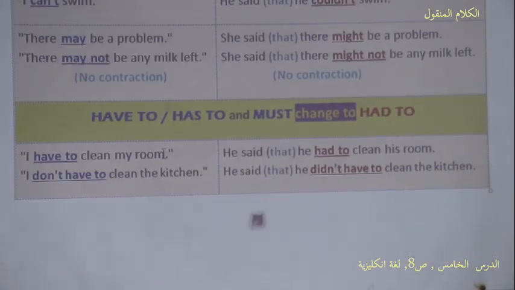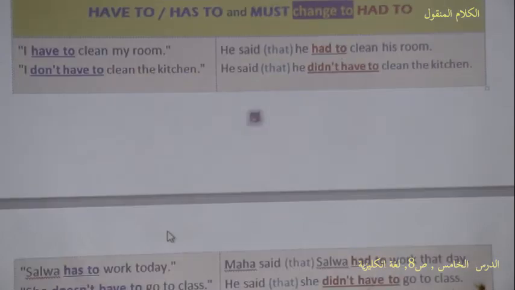Now, what about have to, has to, and must? They are all changed to had to. For example, I have to clean my room. He said that he had to clean his room. I don't have to clean the kitchen. He said that he didn't have to clean the kitchen.